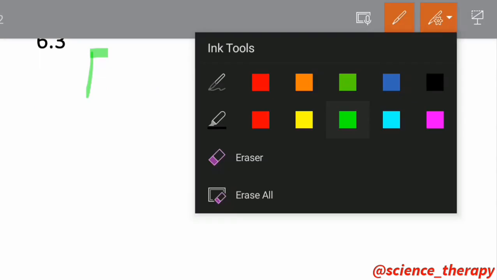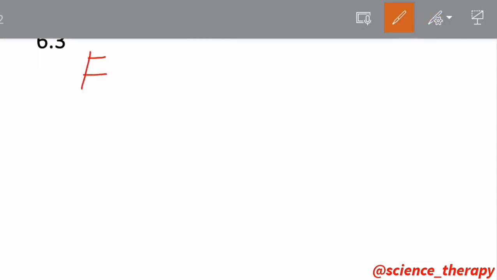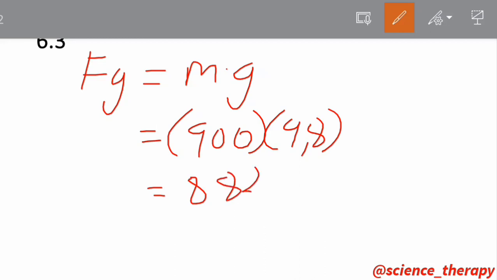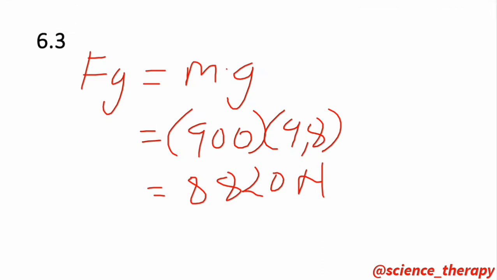So that means we just go to calculate the weight. You can write Fg or you can write weight, but I like to write Fg. Then the mass, remember we've calculated the mass already, is 900. Multiply that by the gravitational acceleration of 9.8. Then now we have 8,820 newtons. So that becomes the weight of the probe.